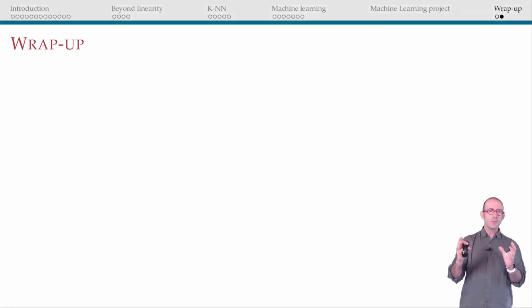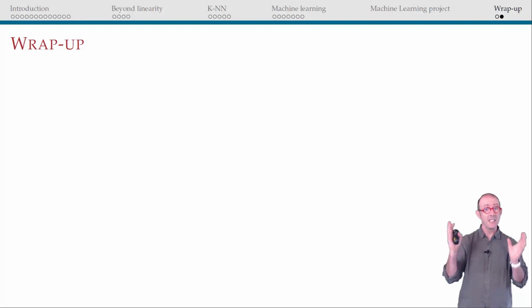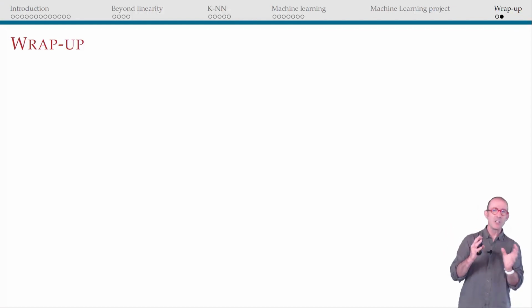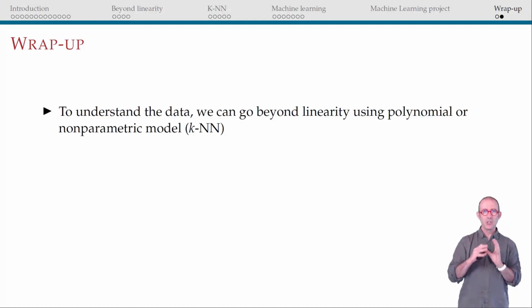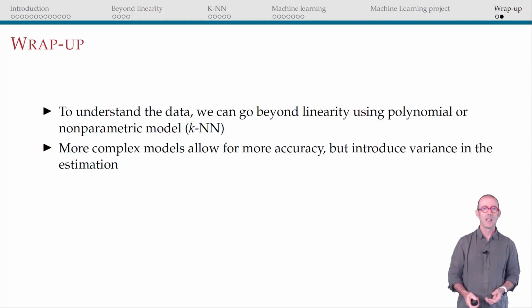So to wrap up this module, entitled "You've seen that before," but maybe not all of that, I will just stress a few points. First, to understand the data, we probably need to go beyond linearity using models such as polynomial or non-parametric models. And we have seen the example of KNN. We cannot believe that the world is linear, so we need to go beyond linearity.